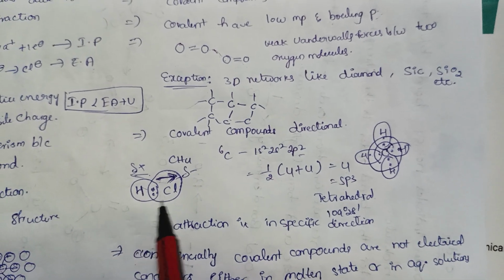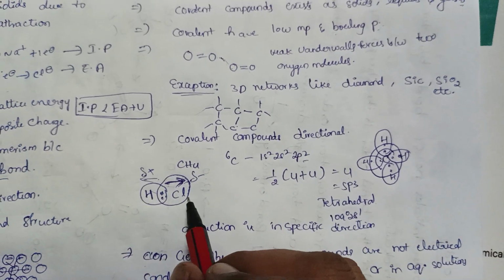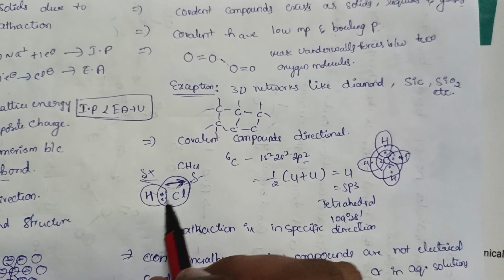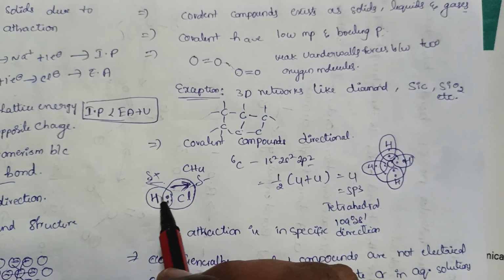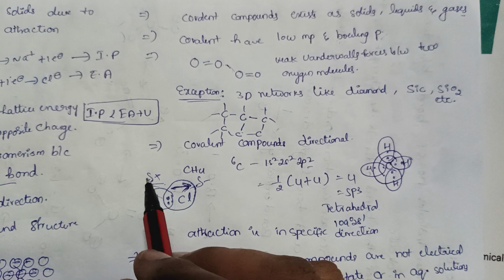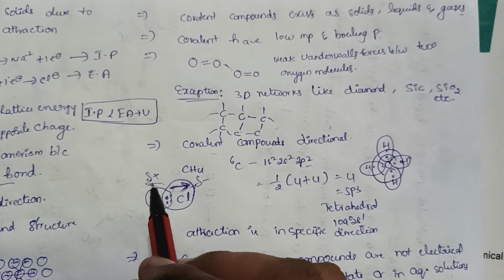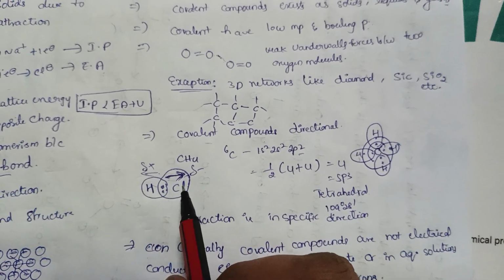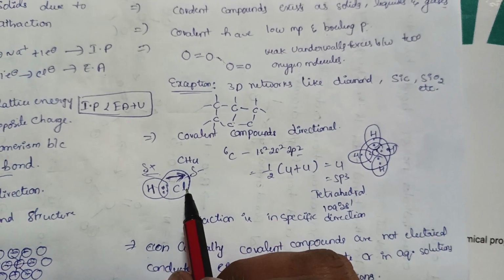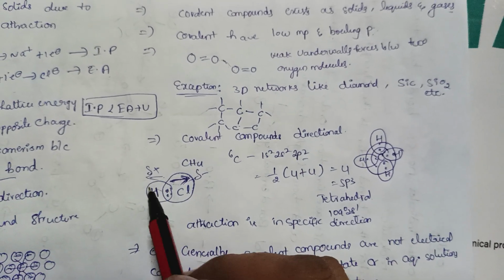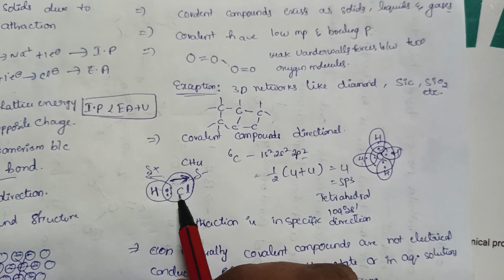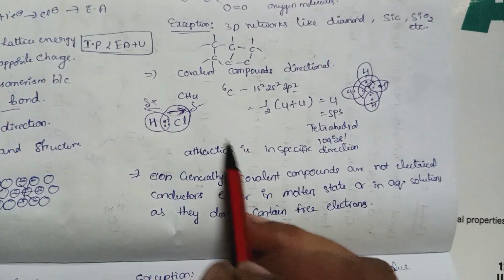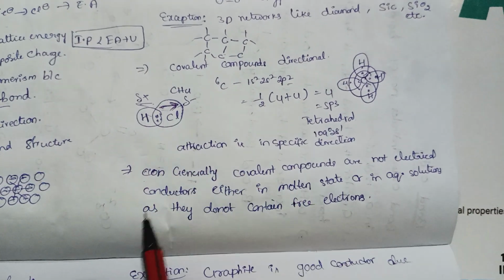If we take the HCl molecule, chlorine has higher electronegativity than hydrogen. It pulls electrons towards chlorine, and there is less electron density towards hydrogen. A partial negative charge appears on chlorine and a partial positive charge on hydrogen due to the electronegativity difference. So attraction is specific in direction.